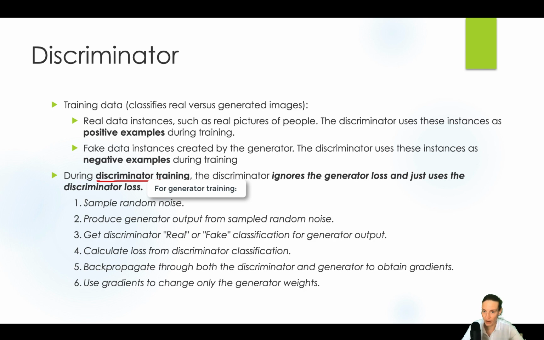So we start from random noise. We produce a generator output sampled from this random noise, and this output is then fed into the discriminator, which does the real/fake classification. Okay. We calculate the loss from the discriminator classification, and then we backpropagate through both the discriminator and the generator to obtain the gradients, and we use the gradients only to change the generator weights.